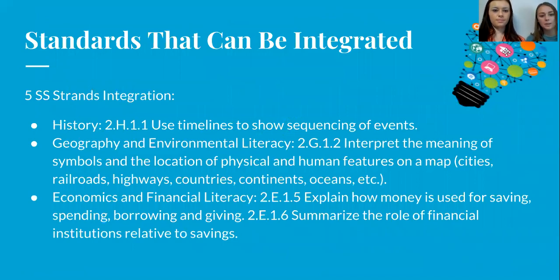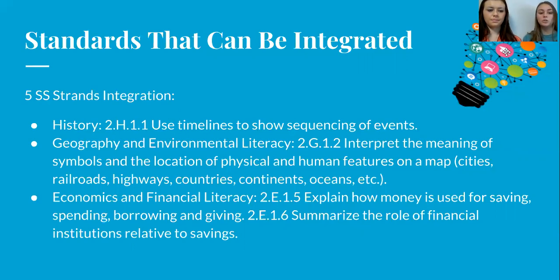Some of the standards we decided that we could include with the government shutdown that related to the 5 strands of social studies was a history standard that says use timelines to show sequencing of events. Later in our classroom ready examples of technology, you're going to see a timeline where we put together all of the government shutdowns from the past on one timeline that's interactive for the students to use in order to integrate that standard. We also did a geography and environmental literacy standard that says interpret the meaning of symbols and the location of physical and human features on a map.